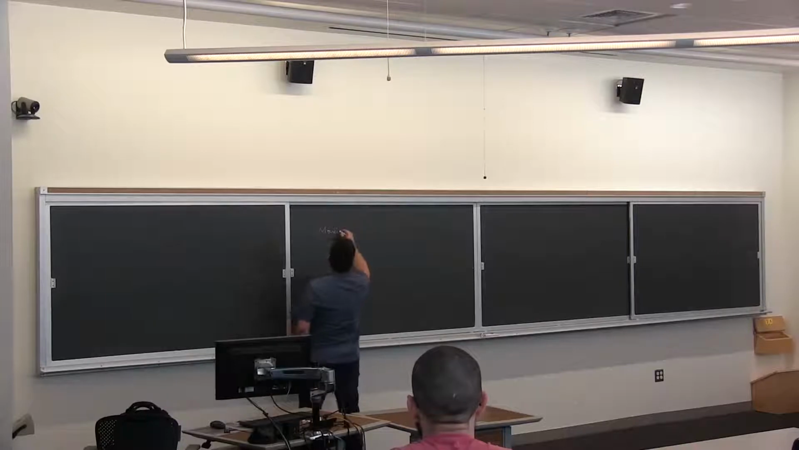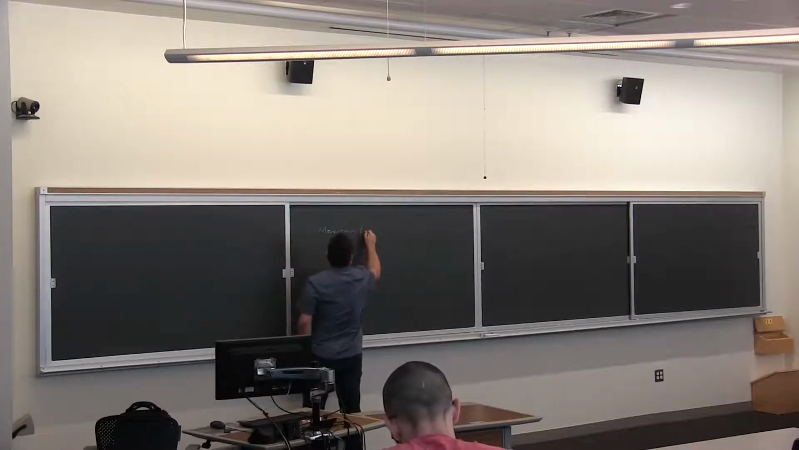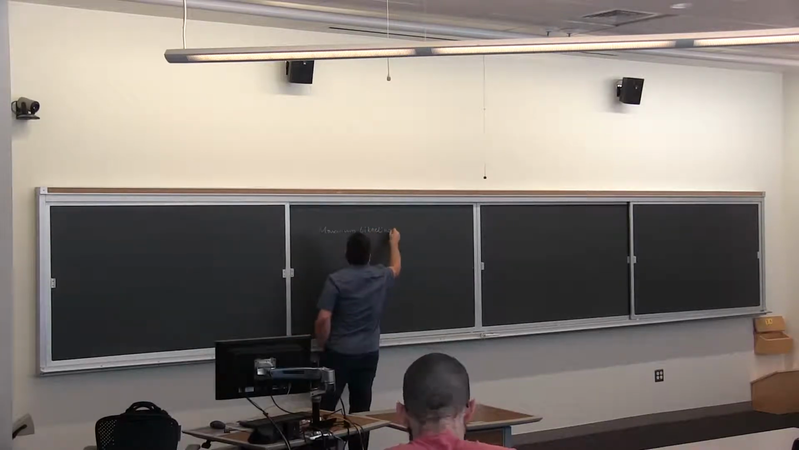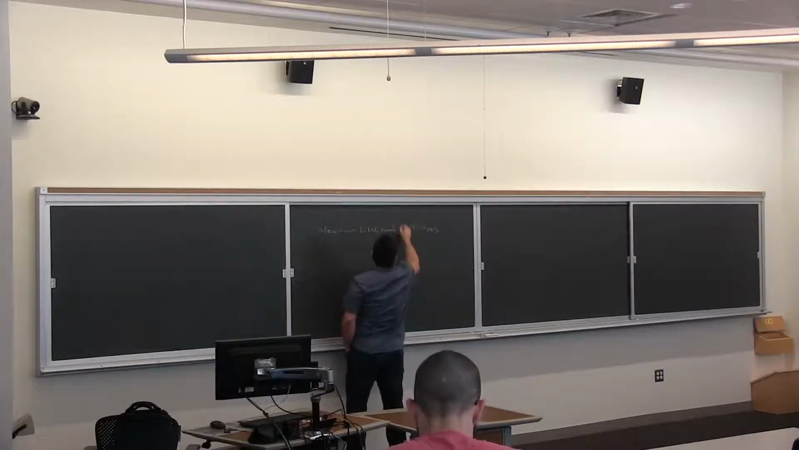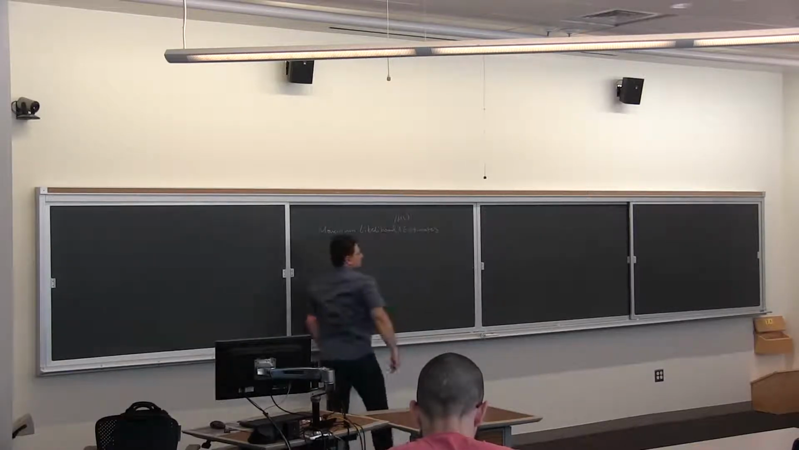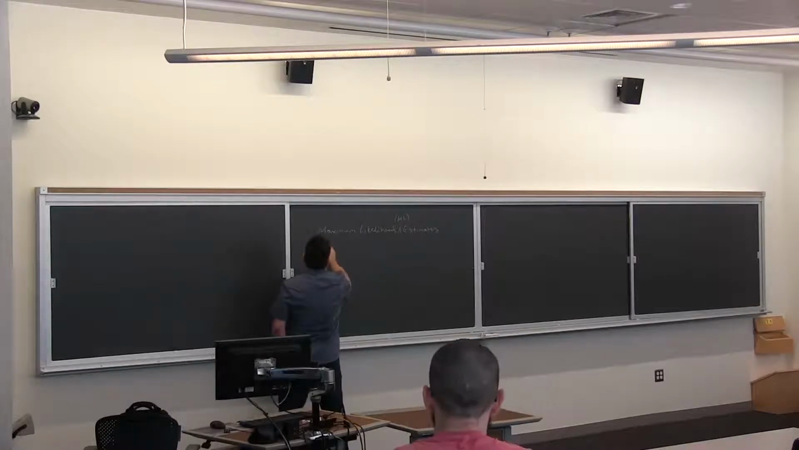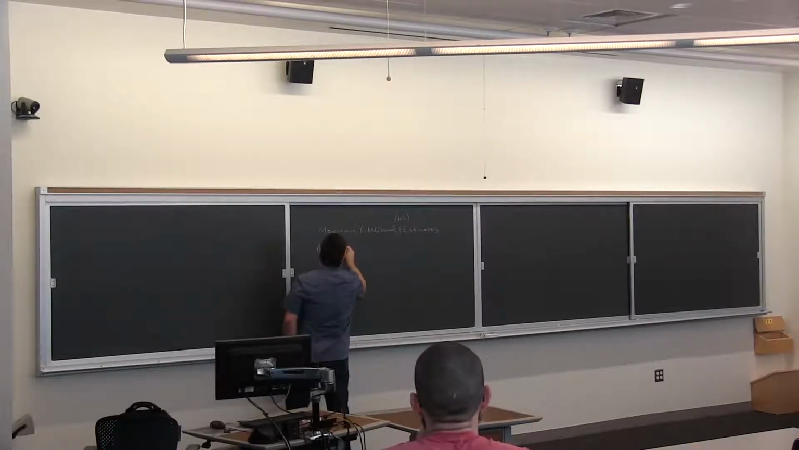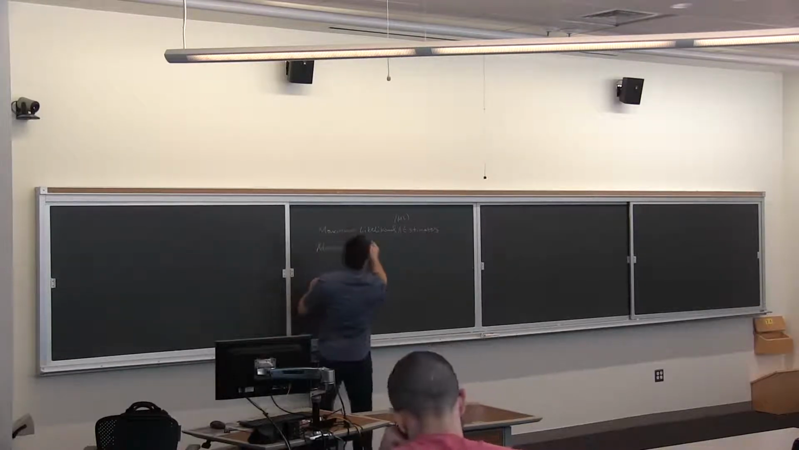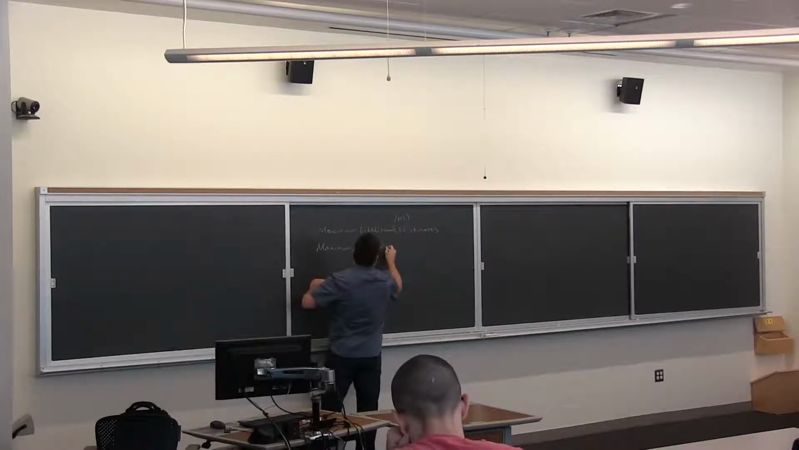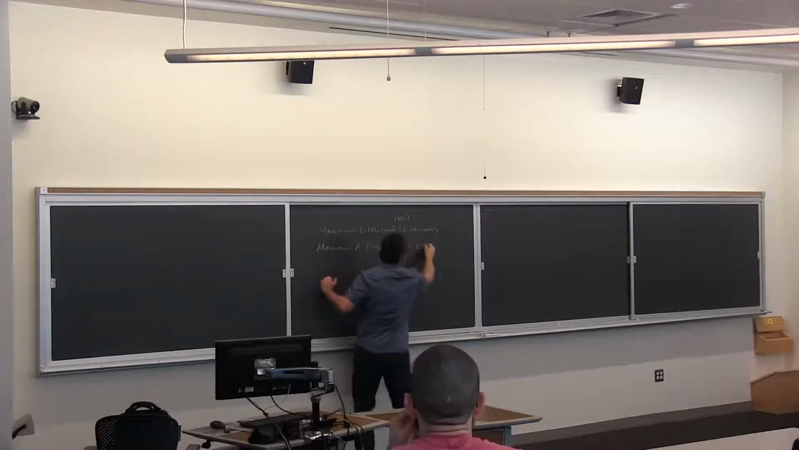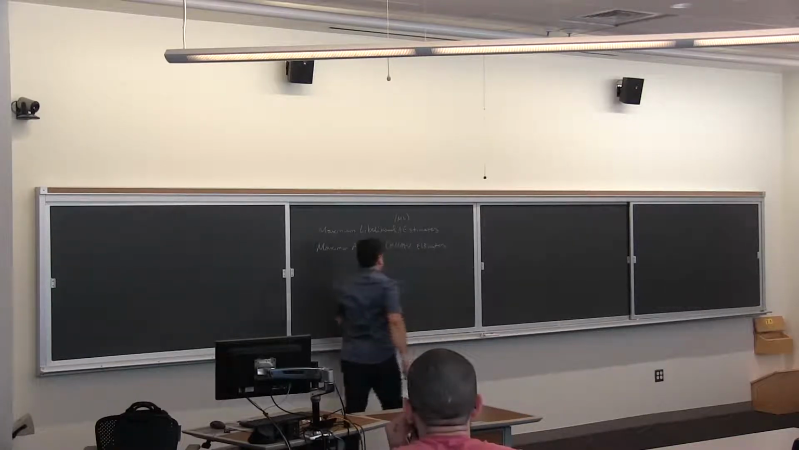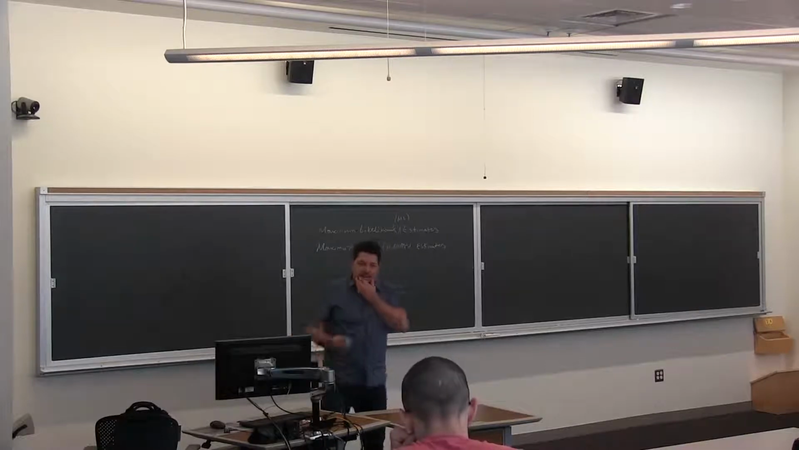The most commonly used ones are maximum likelihood parameter estimation, which I'm going to call maximum likelihood estimates, the ML estimate, and maximum a priori, similar to the classifiers we talked about. So this will be MAP estimates.